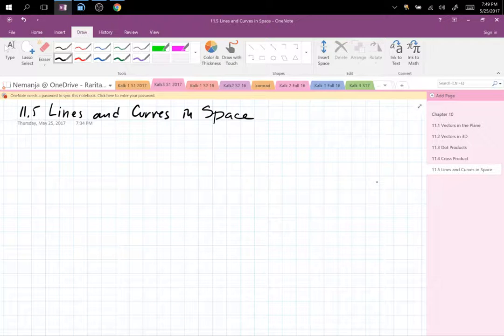It's section 11.5, lines and curves in space. So we know about lines and curves in 2D. Some of those are called functions. So you have a line y equals mx plus b. You have x squared, that would be a curve. But also you have a circle with x squared plus y squared equals r squared. You have an ellipse. So all of those were in 2D. They only contain an x and a y.